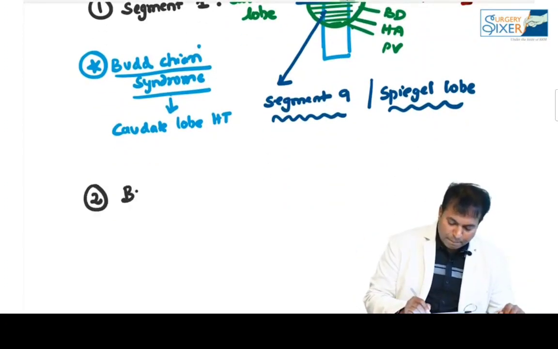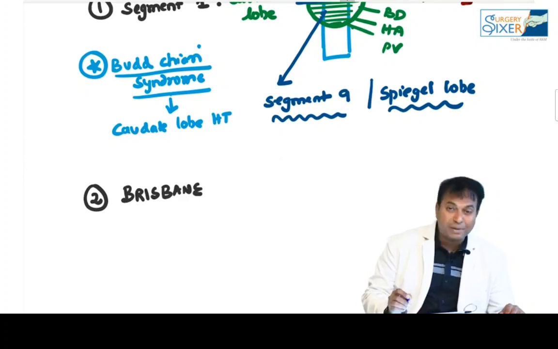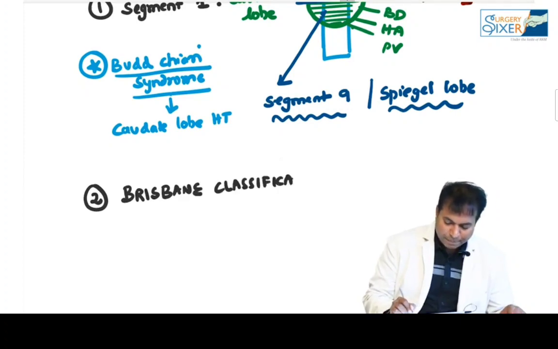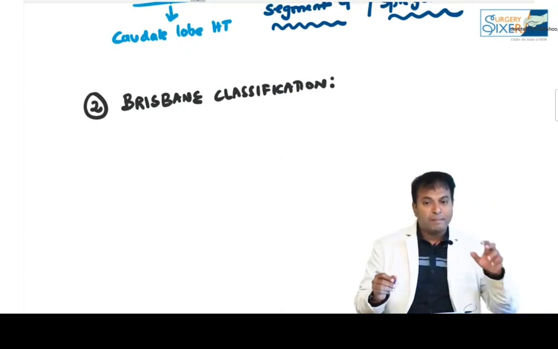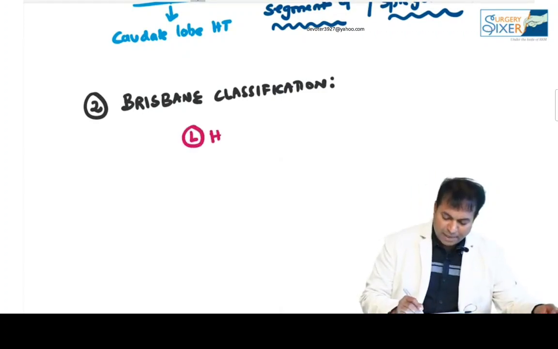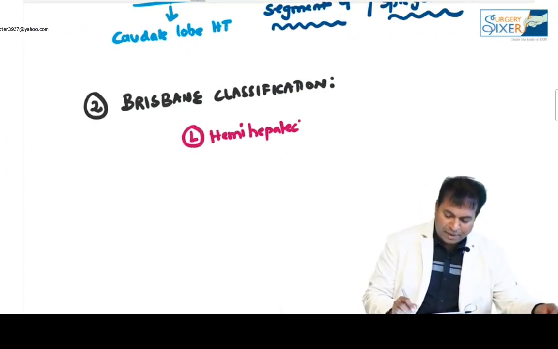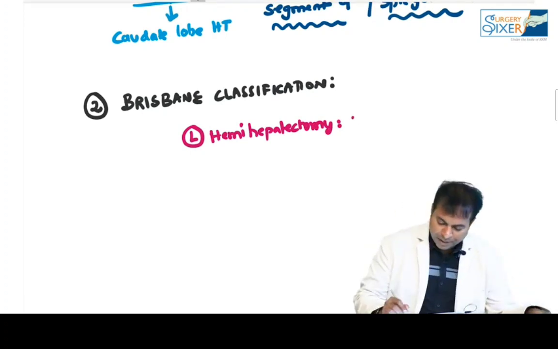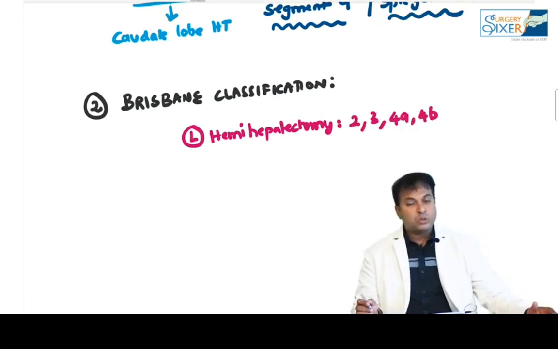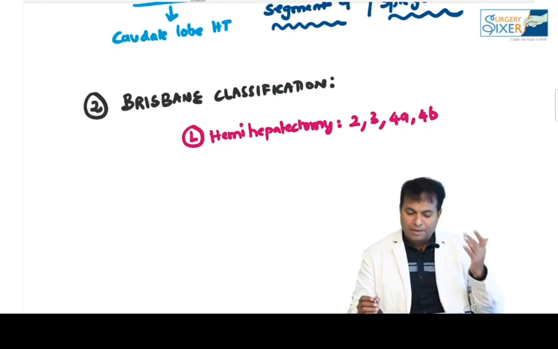Number 2, there is Brisbane classification of hepatectomies. So what are the types of hepatectomies available according to Brisbane? Please tell me what is left hemi-hepatectomy, also known as left hepatectomy. What are the segments removed? Can you tell me? They are 2, 3, 4A, 4B. So in left hemi-hepatectomy, segment 1 is not included. Segment 1 is a separate lobe.